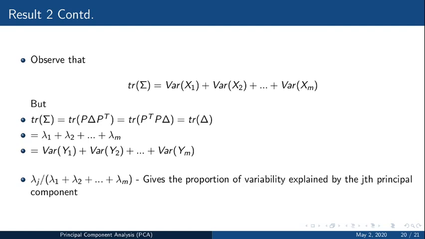is the same as the total variability. The total variability of the original set of variables is captured by the newly created linear combination variables y1, y2, etc. ym. Lambda j divided by the sum of all the lambdas, or the sum of all the eigenvalues, gives the proportion of the variability explained by the jth principal component.